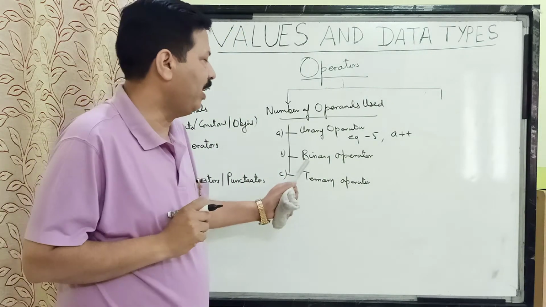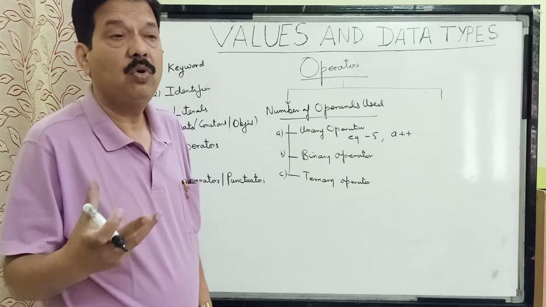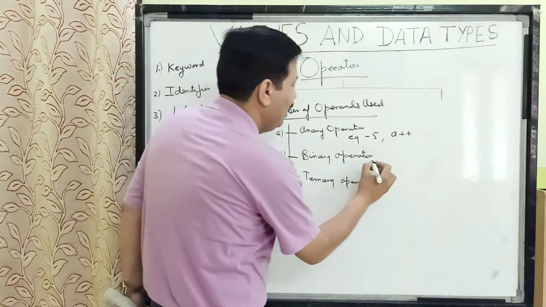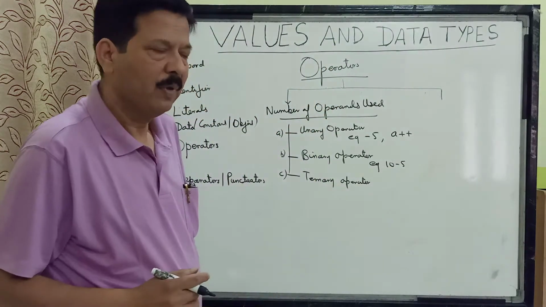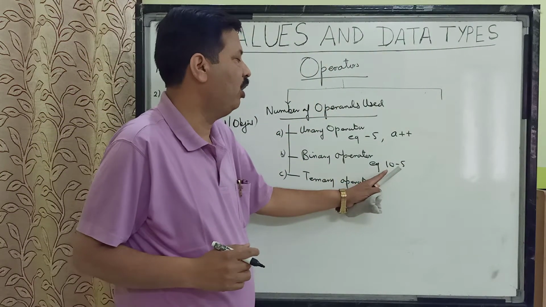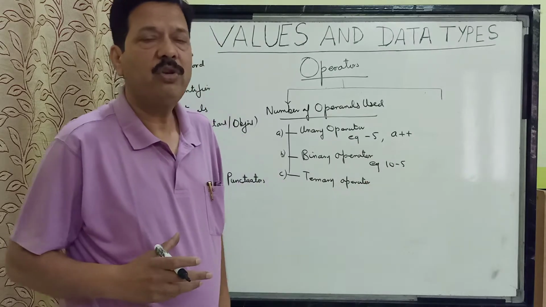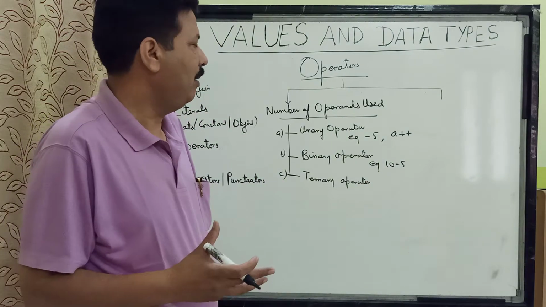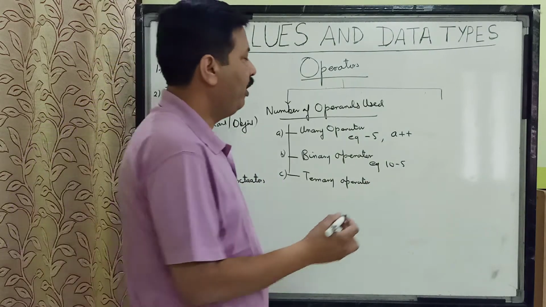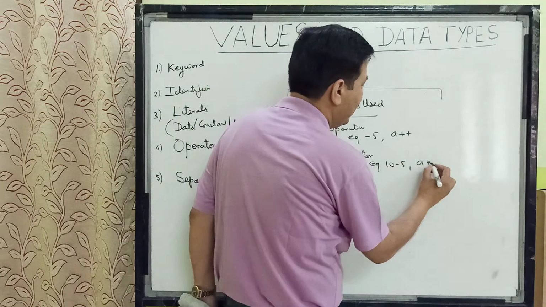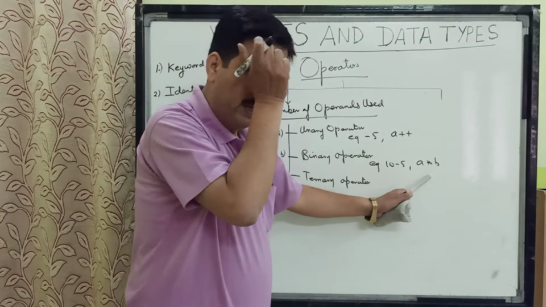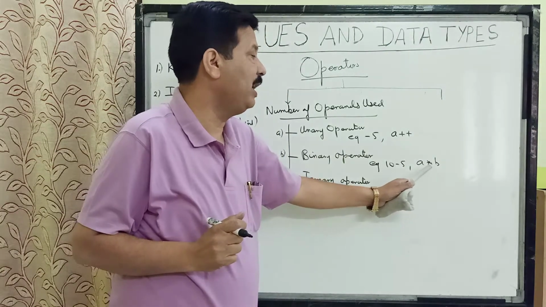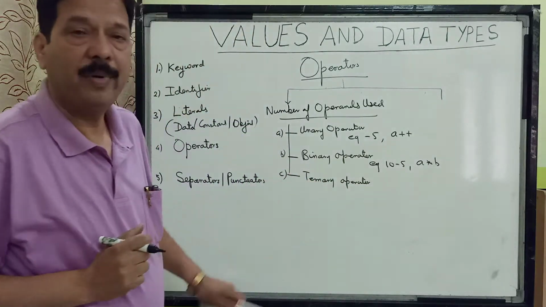Now children, we have some operators which work on two operands. For example, if I say 10 minus 5, this minus operator is working on two operands, 10 and 5. So it will be called a binary operator. Say for example, if I say A multiplied by B, in this particular case two operands are being used. So multiplication is a binary operator.